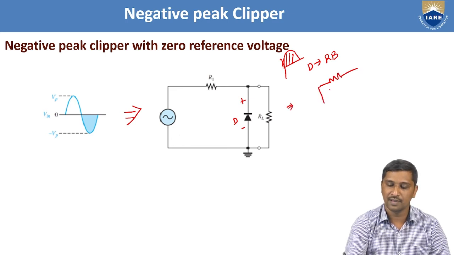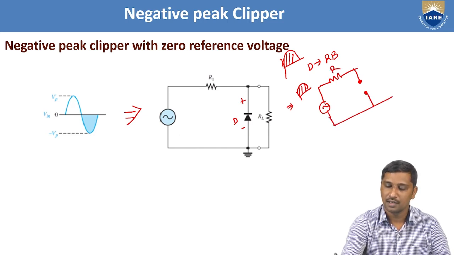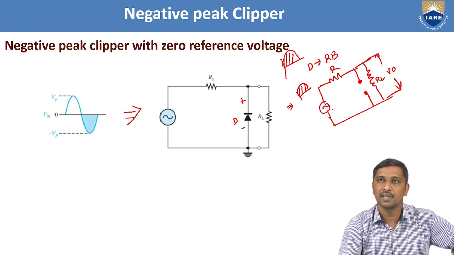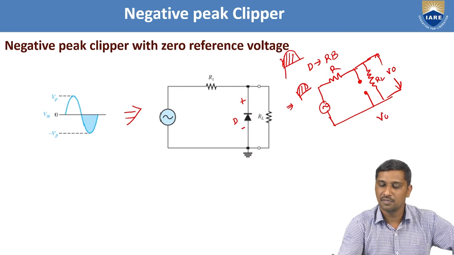Now I'm going to draw the equivalent circuit. During the positive portion of the applied signal, the diode is replaced with an open circuit, and this is R. Let's take this as RL. Now we are going to observe the V0. If the diode is an open circuit, the output voltage is directly proportional to your given input signal, hence V0 is equal to your Vin signal.